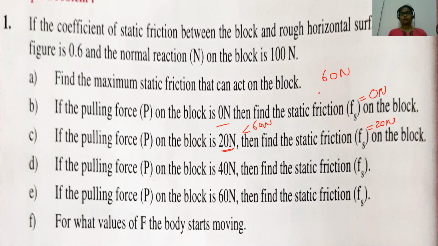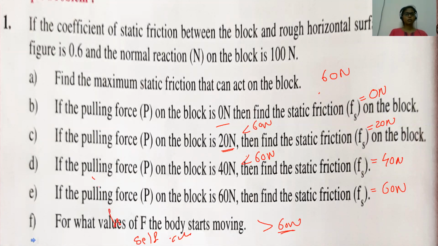In the third condition, when the pulling force is 40 Newtons, it is also less than the maximum static friction, so it must be equal to the applied force. In the last condition also it is the same, equal to 60 Newtons only. At what value does the body start moving? When it is greater than 60 Newtons, the body starts moving. So from all this data we can write that static friction f_s is a self-adjusting force. Okay, children, this is the problem.